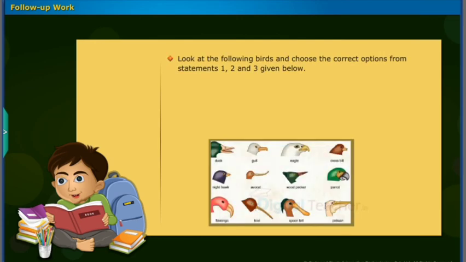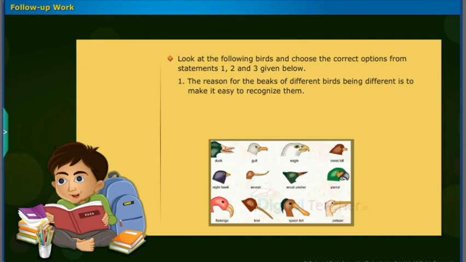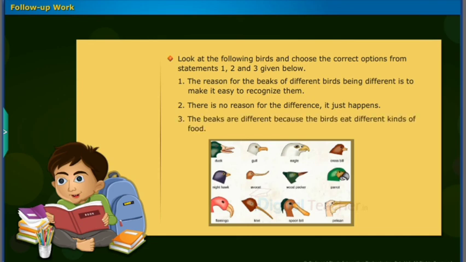Look at the following birds and choose the correct options from statements 1, 2, and 3 given below. The reason for the beaks of different birds being different is to make it easy to recognize them. There is no reason for the difference, it just happens. The beaks are different because the birds eat different kinds of food.